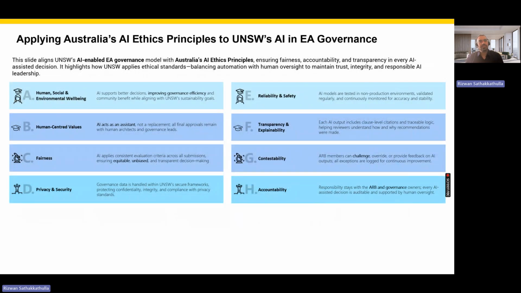We looked into the Australian AI ethics principles, the 8 principles, and highlighted, for example, human-centered, where AI just acts as an assistant, and reliability and safety. We want to use this as a model and be more and more transparent, and accountability and responsibility stay within the AIB and governance group.